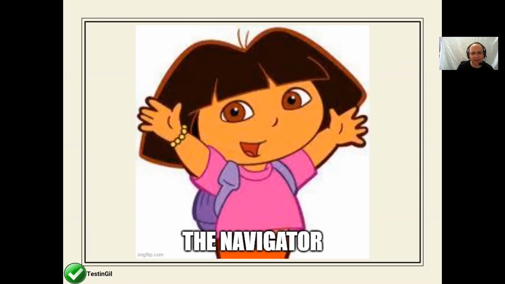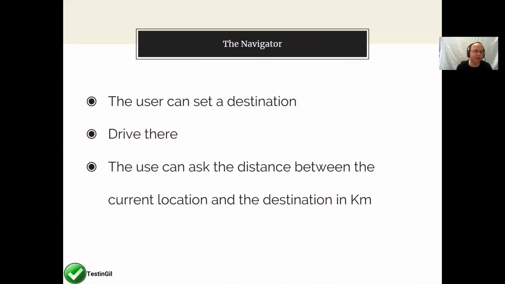And I know Dora is Explorer. It is the Explorer, but it's a Navigator. What does the Navigator do? The user can set a destination. We can drive there, and the user can ask the distance between the current location and the destination, and he expects the answer to be in kilometers. That's the part of logic we're going to do.